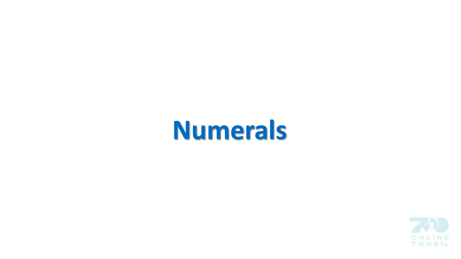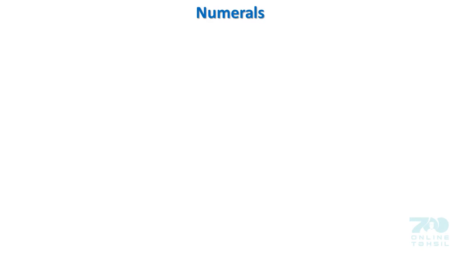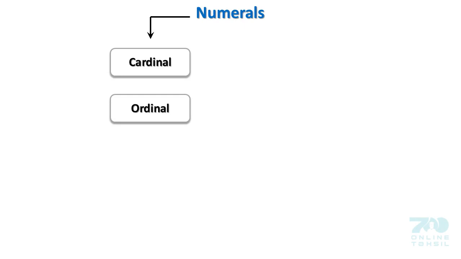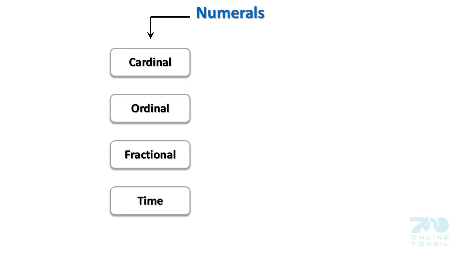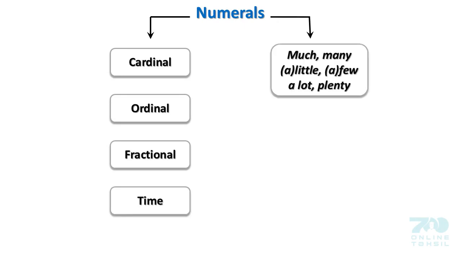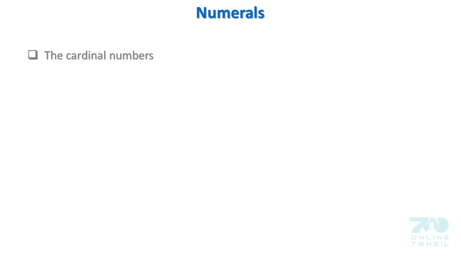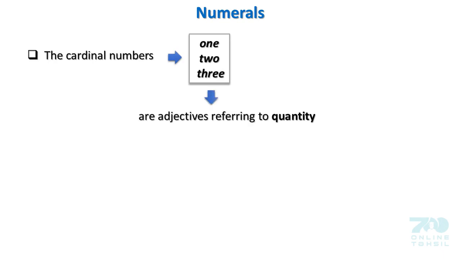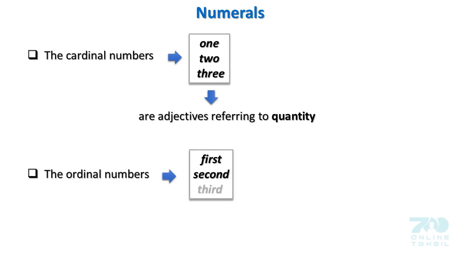Numerals. Cardinal and ordinal. Fractional. Time. Much, many, a little, a few, a lot, plenty. The cardinal numbers 1, 2, 3, etc. are adjectives referring to quantity, and the ordinal numbers first, second, third, etc. refer to distribution.